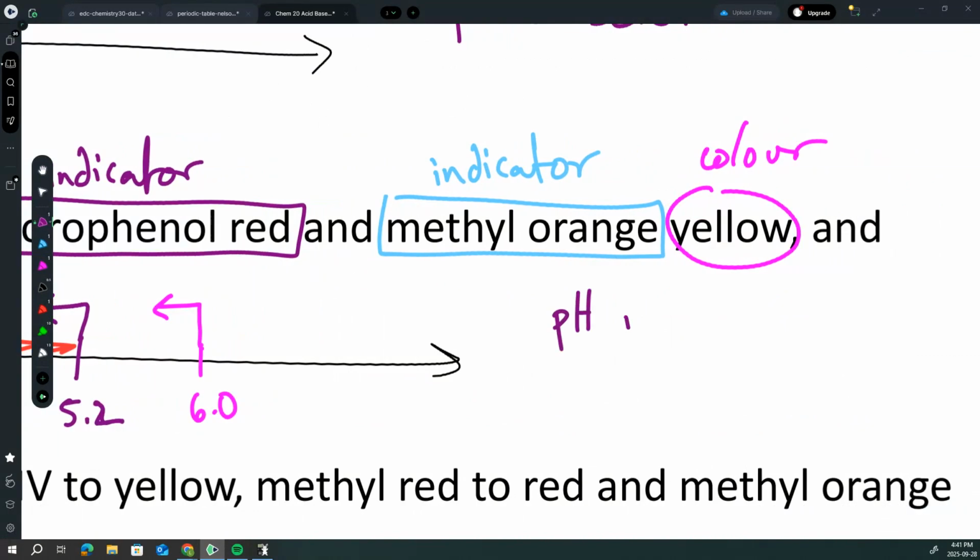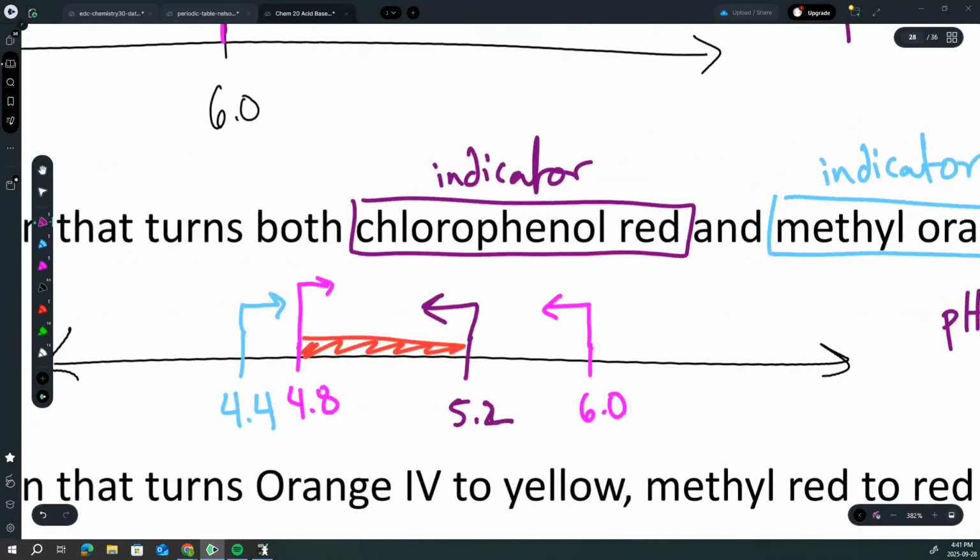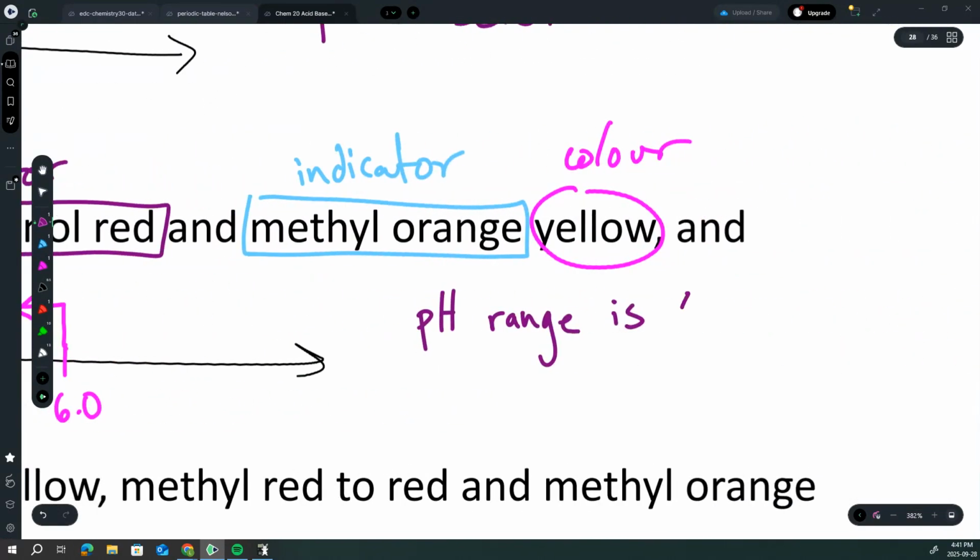So for our answer, the pH range is, starting with the lower number, 4.8 to 5.2.